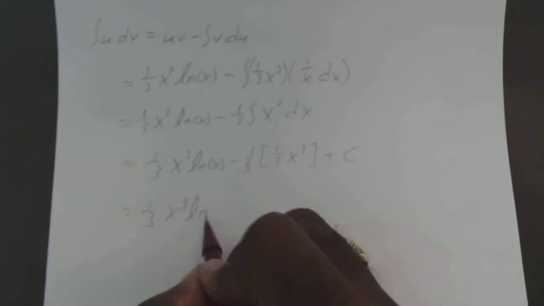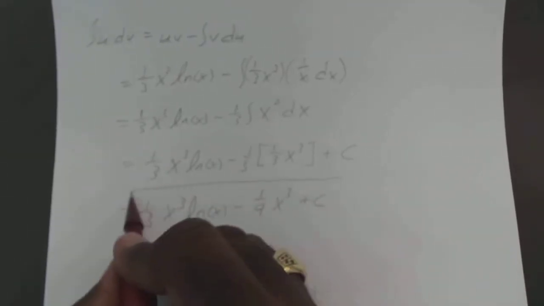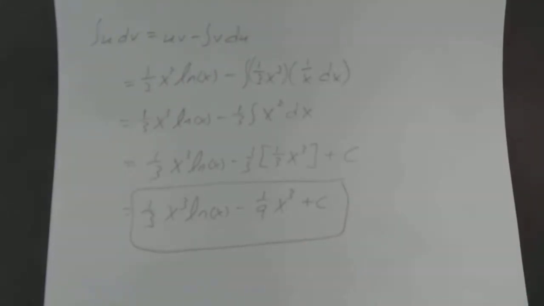Now we just go ahead and combine our 1/3 x cubed natural log of x minus 1/9 x to the third plus c. All right, and that would be your answer. Any questions on that one?